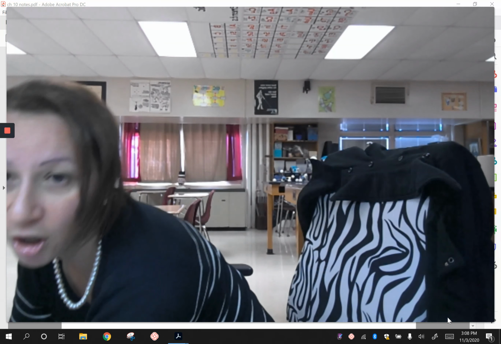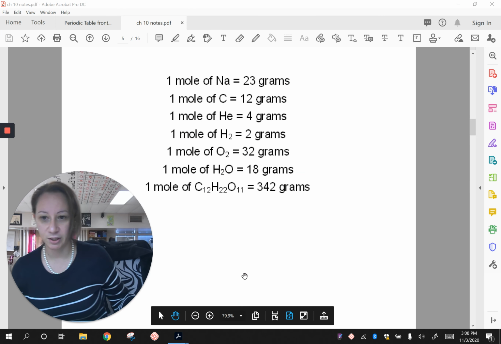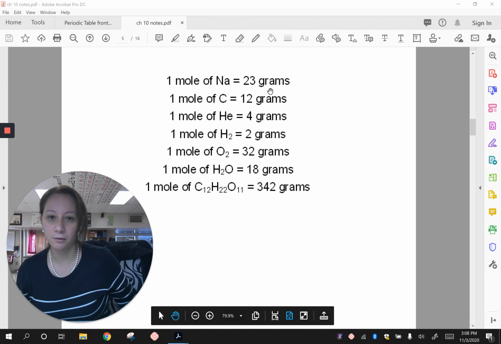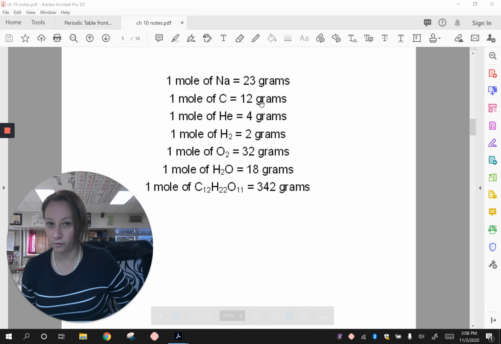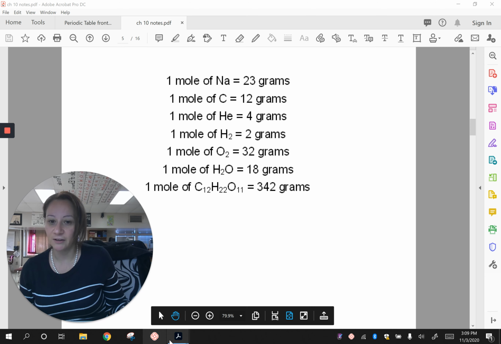So how do we know what is the mass of one mole of all these different substances? Let's take a look at some examples here. A mole of sodium is about 23 grams. A mole of carbon is 12 grams. A mole of helium is 4 grams. Any idea where these numbers are coming from? A mole of water is 18 grams. Let me give you a hint.